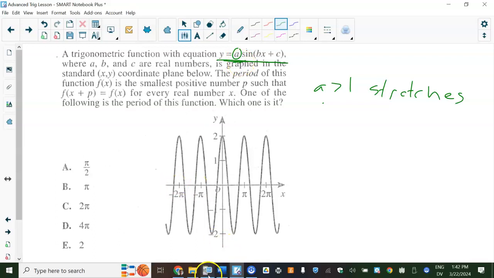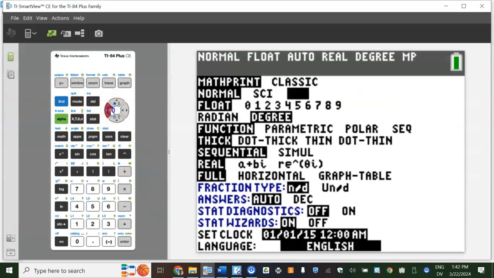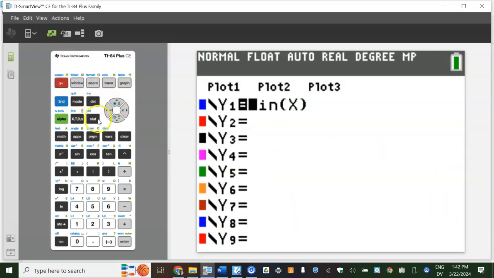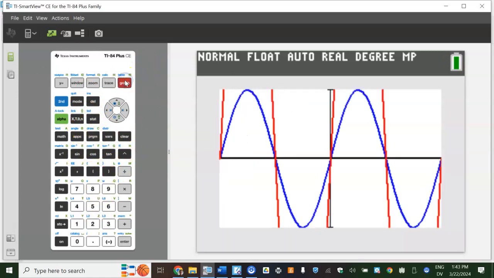So let's go back to our calculator here quick. I'll leave it in degree mode, I guess. But if I hit my graph, there's sine of x. So if we put a 5 in front, it's going to stretch it out. Sine x, it's actually going to go off my graph.